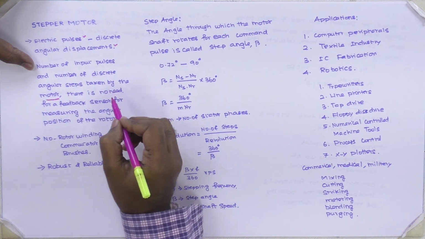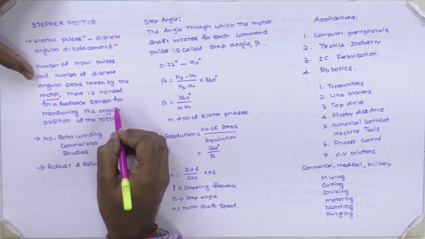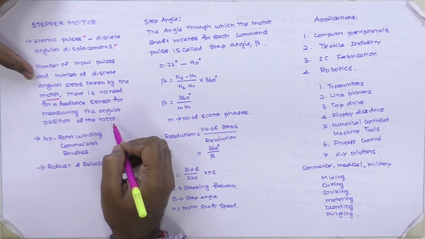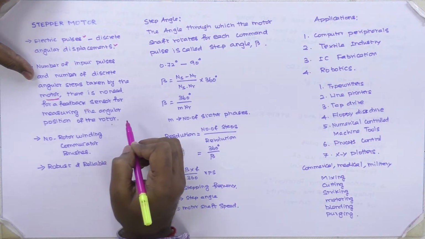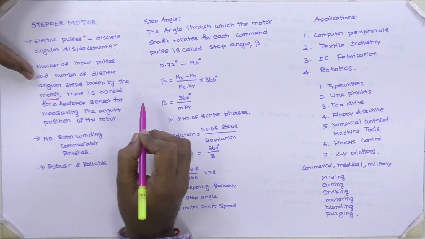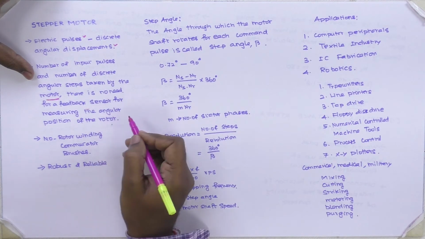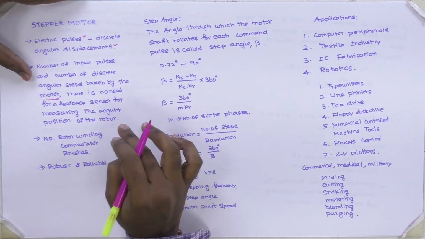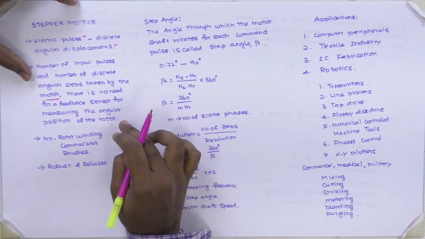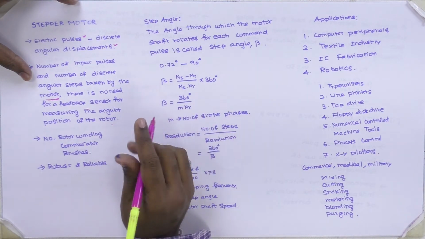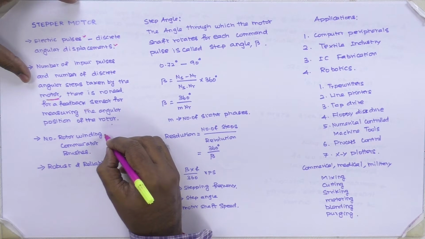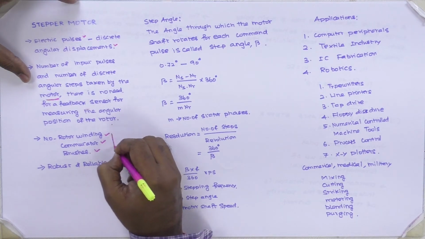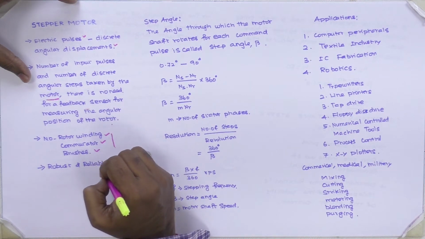So, there is no need for a feedback sensor for measuring the angular position of the rotor. The number of input pulses given lets us easily find the position of the rotor. So, for the stepper motor, we can use open loop control, and in this motor there are no rotor windings and commutator brushes, so the construction is easy, and it is also robust and reliable.